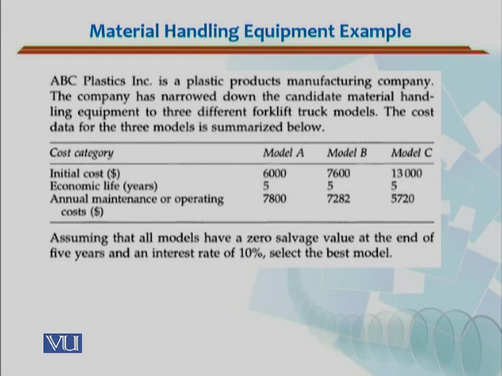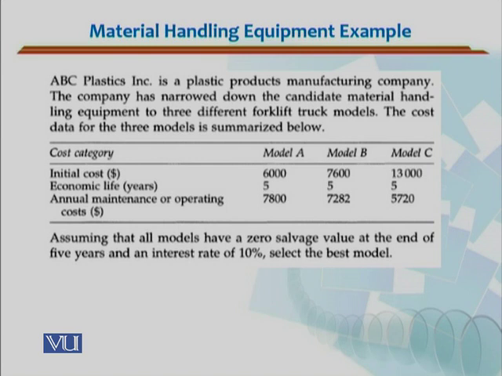The cost data for the 3 models is summarized below. So the cost categories would be the initial cost, the economic life, and the third category would be the annual maintenance or operating cost. So there is model A, model B, and model C of forklift trucks. Model A has an initial cost of $6,000. Model B similarly has $76,000, and model C has $13,000.